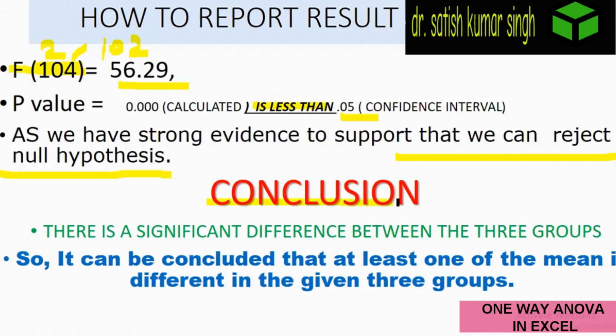Conclusion. So what will be our conclusion? There is a significant difference between the three groups. So finally we can reach this conclusion. It can be concluded that at least one of the means is different in the given three groups. So this is the way how ANOVA is performed in Excel.